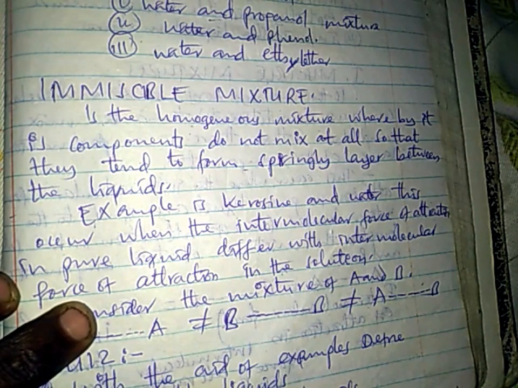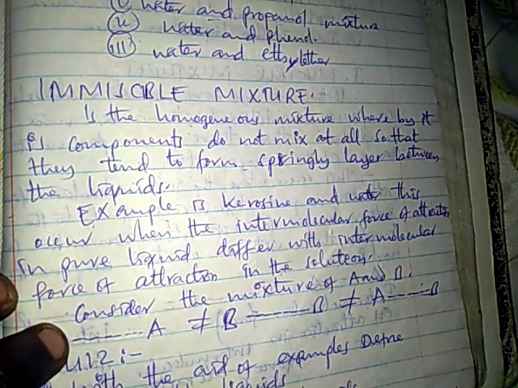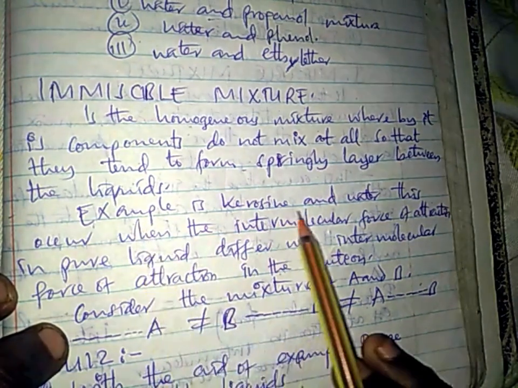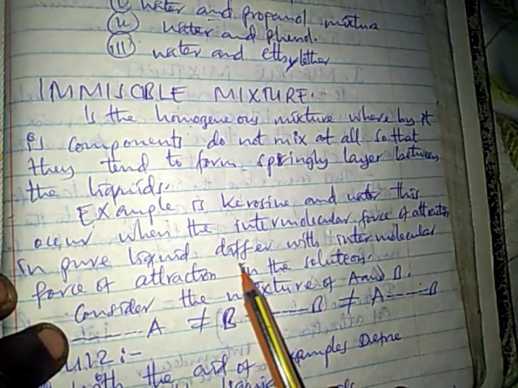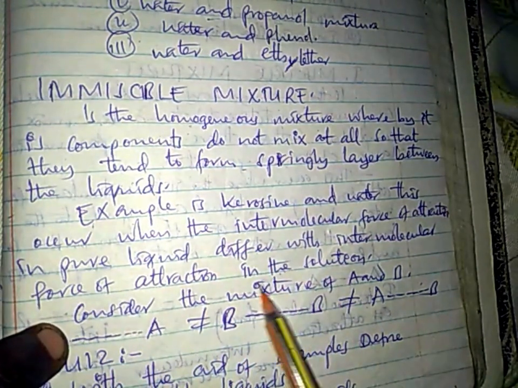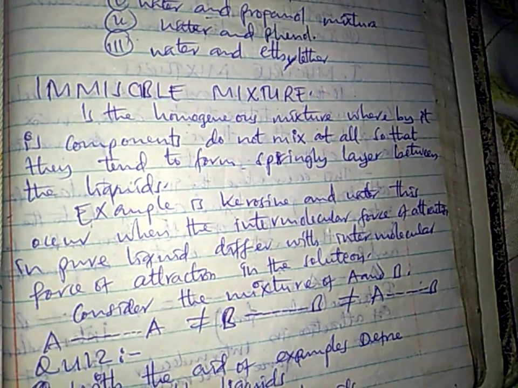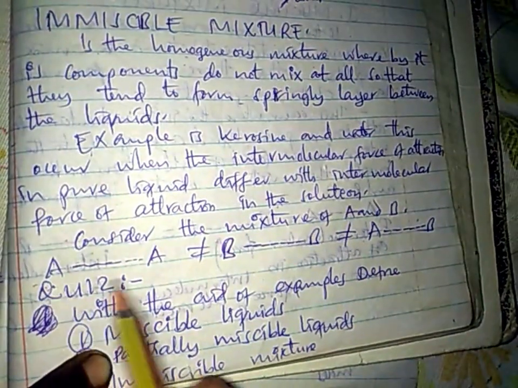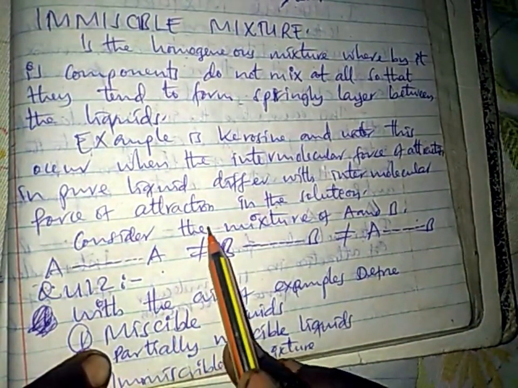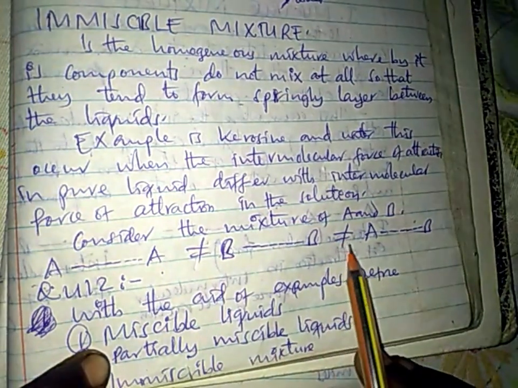And that is because the intermolecular force of attraction in the pure liquids is not equal, or is quite different. An example is kerosene and water. This occurs when the intermolecular force of attraction in pure liquids differs from the intermolecular force of attraction in the solution. So strictly speaking, if we have molecules A and A, it is not equal to B and B.